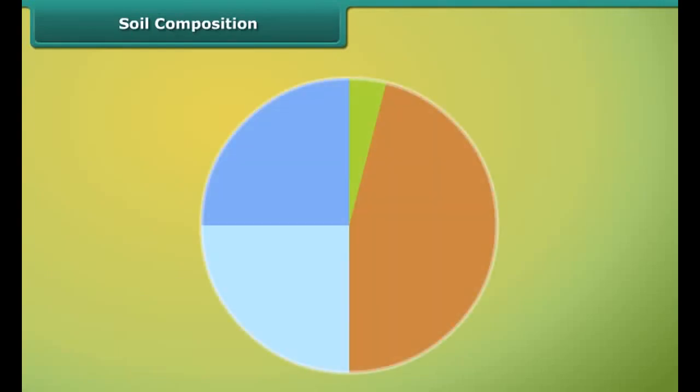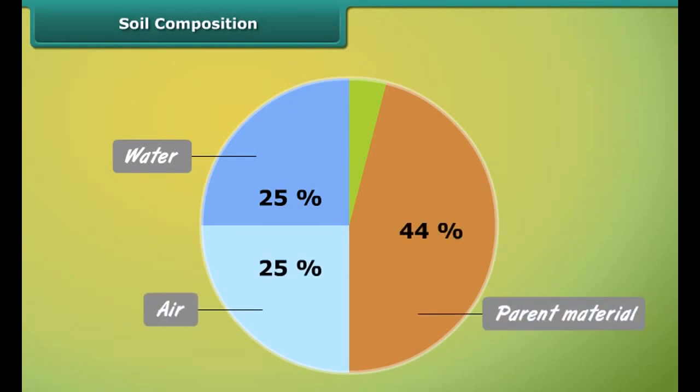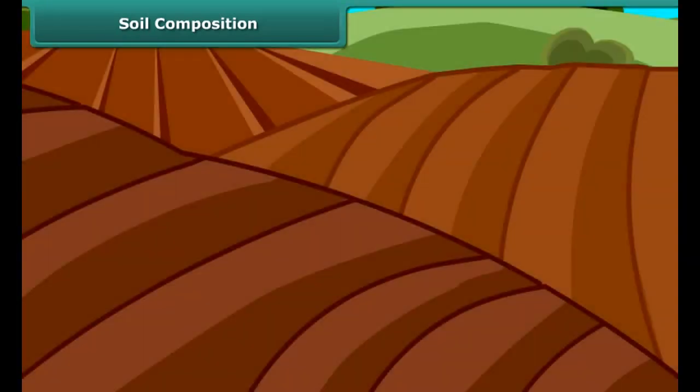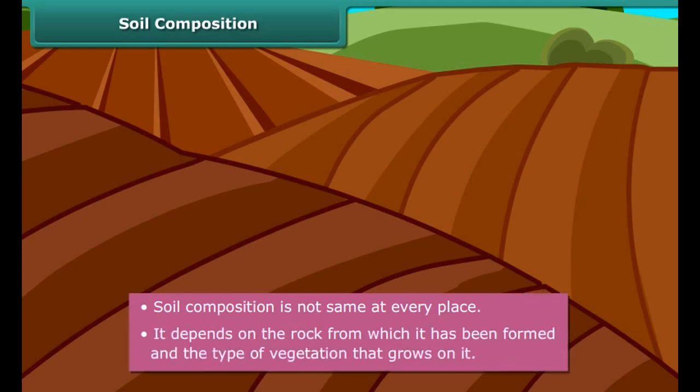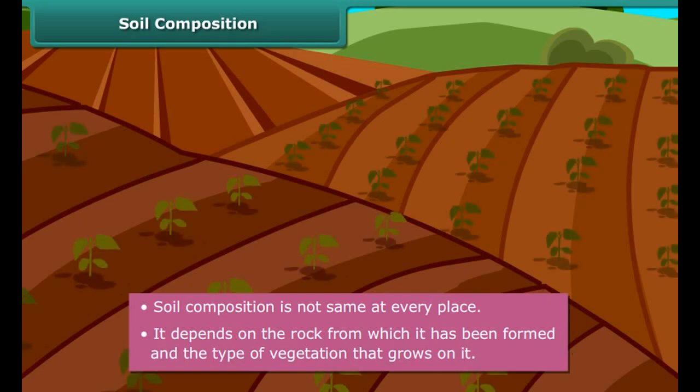and eventually it became support for life. Soil composition. Soil is a mixture of water, air, parent material, and organic matter. Over time, these four components combine together to form healthy, fertile soil. Don't think that soil composition is the same at every place. It depends on the rock from which it has been formed and the type of vegetation that grows on it.